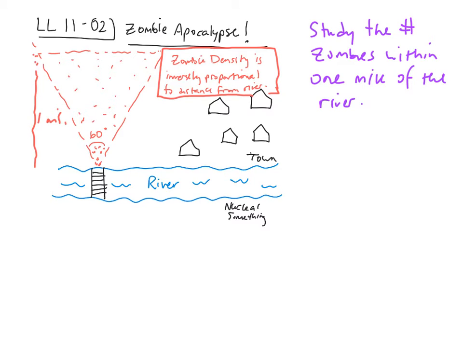Now, one reason I wanted to put this information here, rather than giving a formula for the zombie density, is I wanted to say a little bit about how we unpack a statement like that. If we say that something is inversely proportional to something else, then what we're saying is that the density at y, and I'll say a bit about why I'm using the letter y in just a minute, is going to be some constant over y, where we use y to represent the distance from the river.